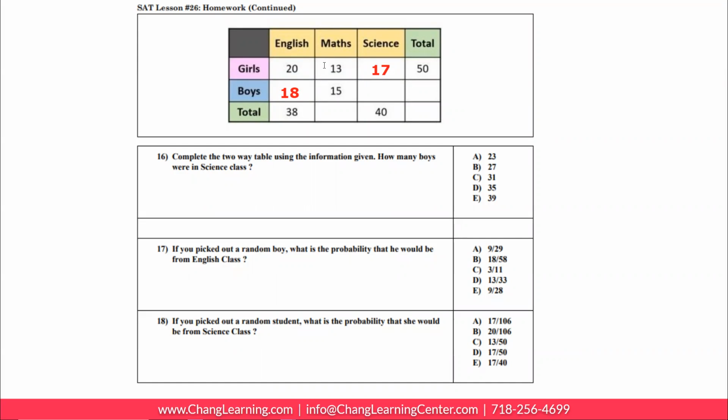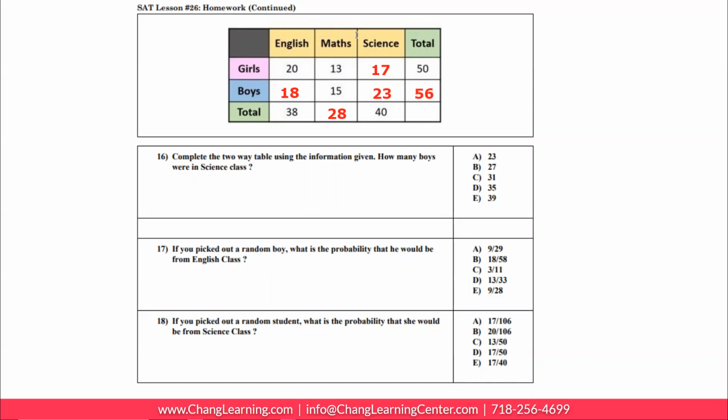Here for the math class, 13 plus 15 is given, so there are a total of 28 students who are enrolled in math class. For the science students, the girls we figured out is 17 from the row information. 40 minus 17 is 23. So there are 23 boys in science class. So now we can go back to the boys row and add those numbers together. And we get 18 plus 15 is 33, 43, 53, 56. So 56 boys were surveyed.